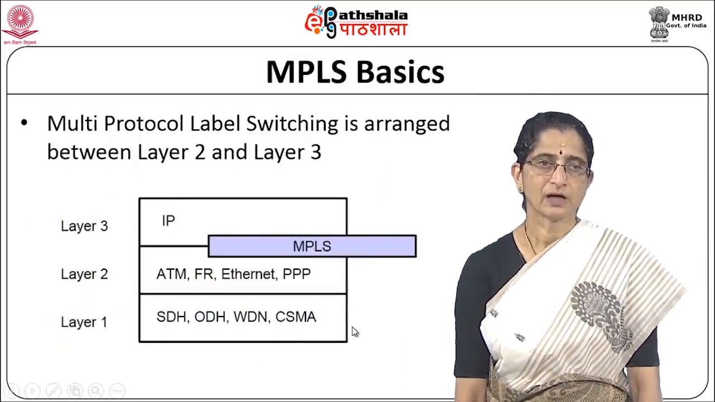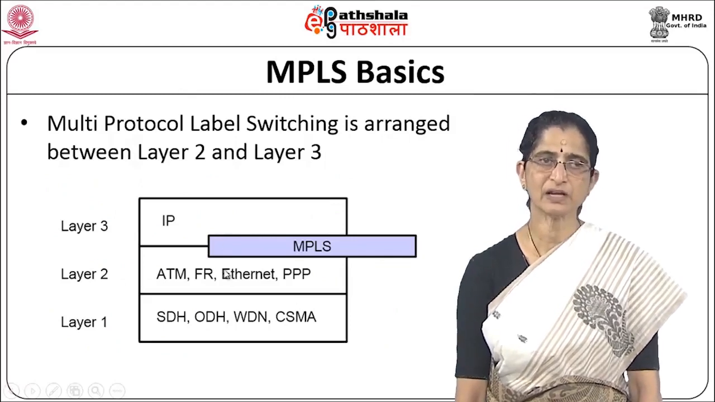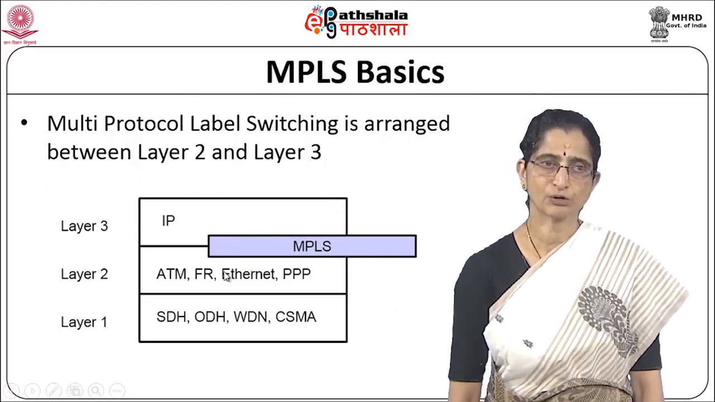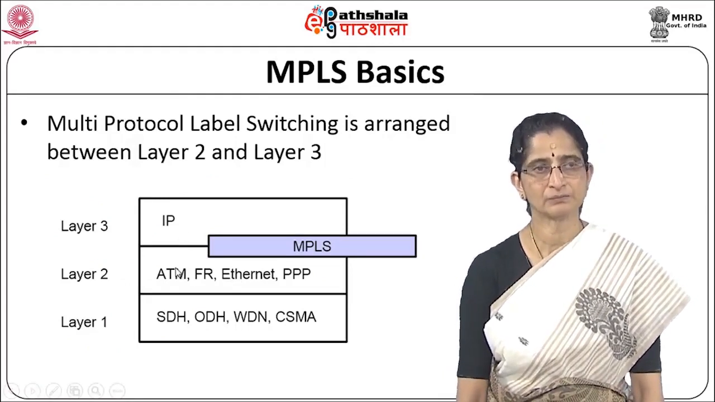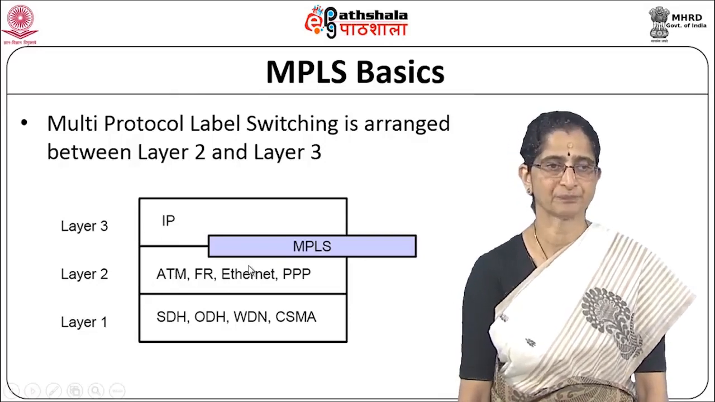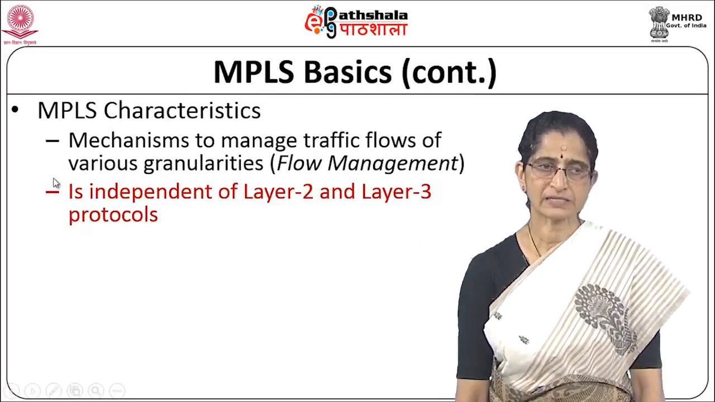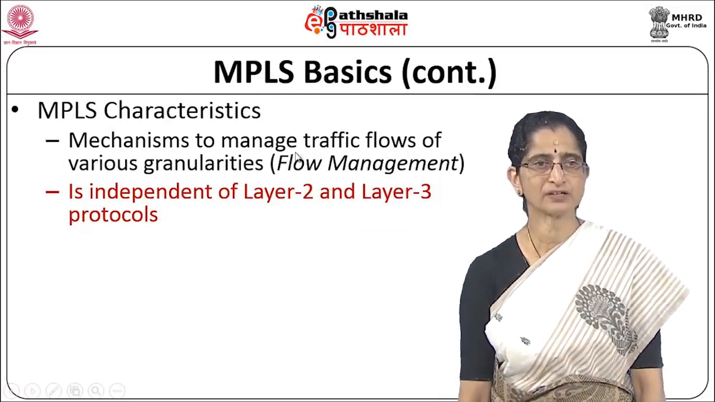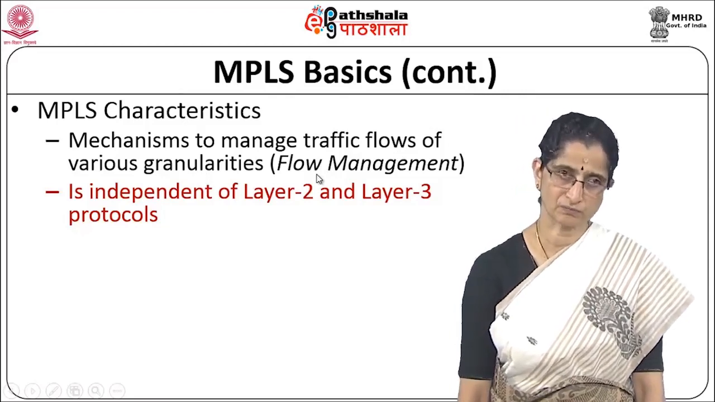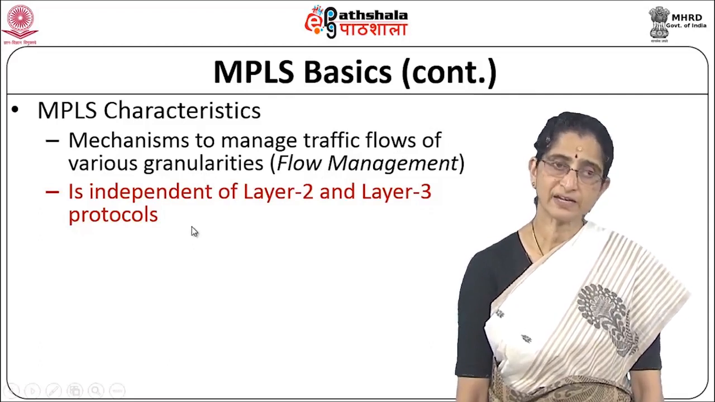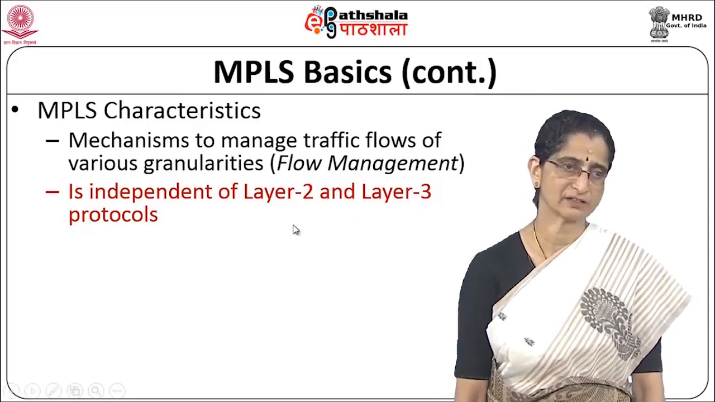Where exactly does this MPLS protocol reside? You can say that it comes somewhere in between layer 2 and layer 3. In fact, MPLS is also referred to as a layer 2.5 protocol, which means it comes in between layer 2 and layer 3. If you look at the characteristics of MPLS, there are mechanisms to manage traffic flows of various granularities. Some kind of flow management is widely supported, and it is independent of the layer 2 and layer 3 protocols, which means it can work with a variety of layer 2 and layer 3 protocols.